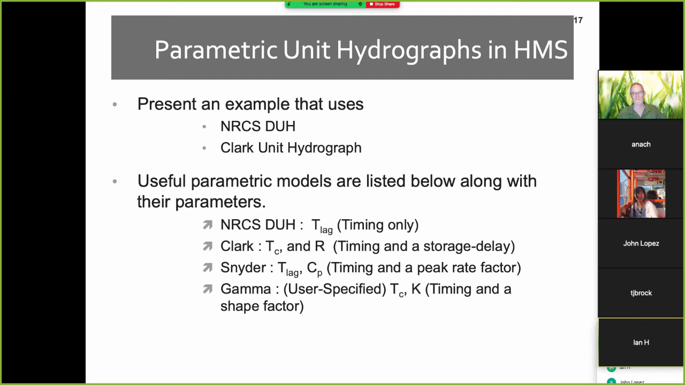Snyder is also a 2-parameter hydrograph. Gamma is also a 2-parameter hydrograph. Other ones have more parameters. Once we get more parameters, it almost becomes hopeless doing it by trial and error. It's still within the realm of optimization, but if you get too many parameters, we're forced to do it all entirely computationally.